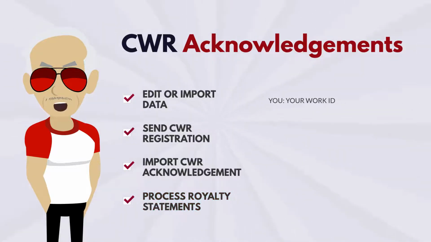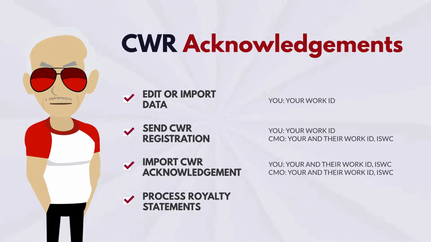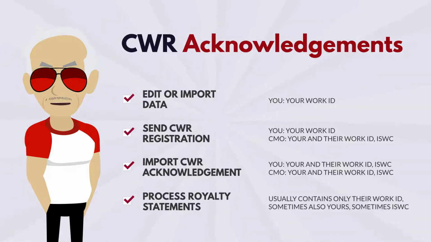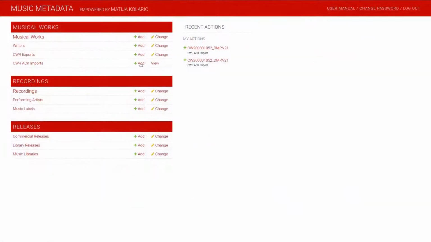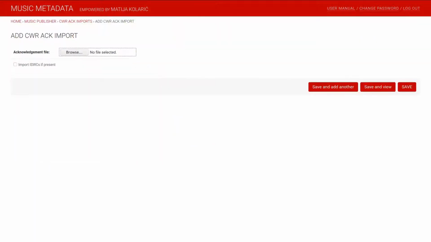It really comes down to exchanging work IDs, including ISWCs. Knowing their work ID is often crucial, and you can only get it by importing CWR acknowledgement files. Importing CWR acknowledgement files is really simple. Open Add CWR Acknowledgement View and select or drag and drop the file. In most cases, you want to enable the import of ISWCs as well.